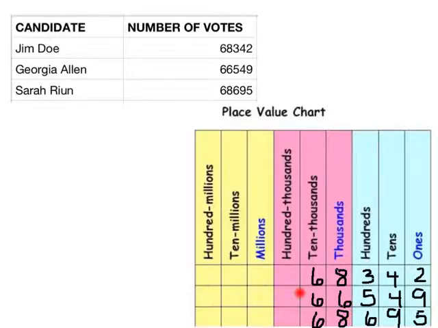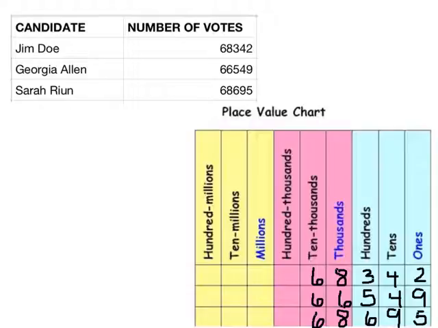We can now eliminate our middle number, the 66,549, because that number does not compare, the 6 does not compare to our 8s, it is smaller. So we can automatically say that Georgia did not win. So that leaves us with Jim's and Sarah's.